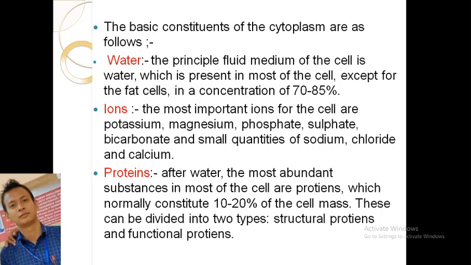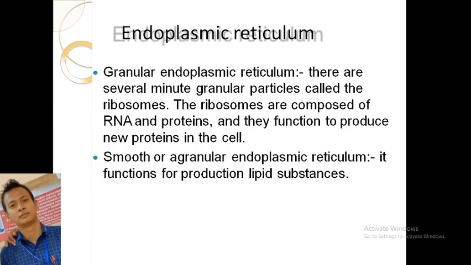These are divided into two types, structural proteins and globular proteins. The endoplasmic reticulum is divided into two types: one is granular, and one is smooth. They are subunits of aggregation. The ribosomes are composed of RNA and proteins. Their function is to produce new proteins in the granular type, and in the smooth type they produce new lipid substances.